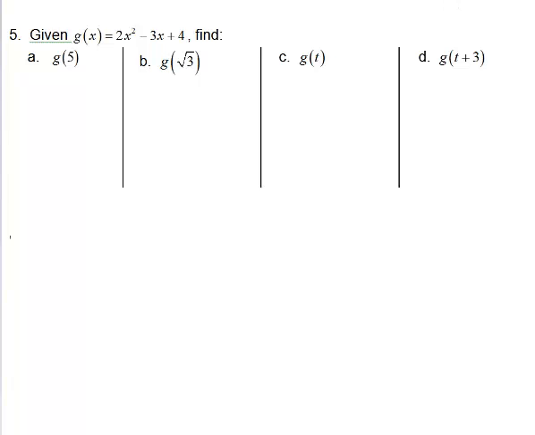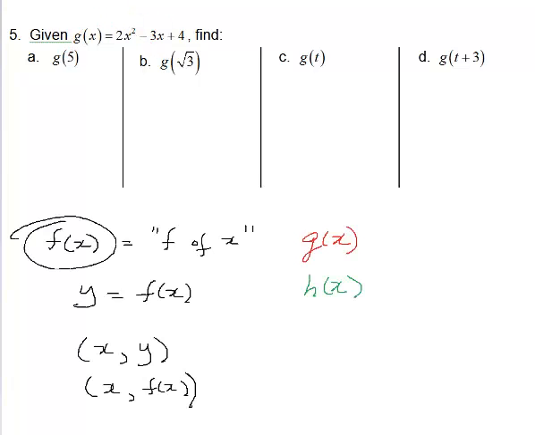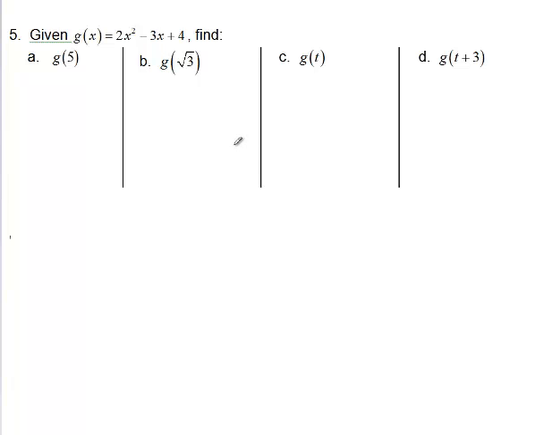In the first one, we're asked for g of 5. And what that means is to put 5 in here for x. Take out the x and put in 5. Wherever you see x, take out that one, put it in there. So that's all it means, straight substitution at this stage. In other words, find the y value when x is 5.